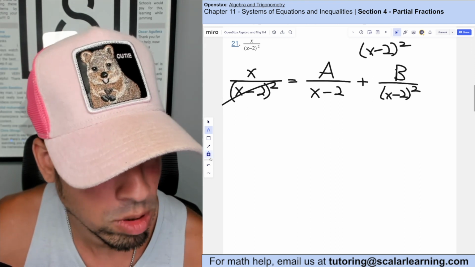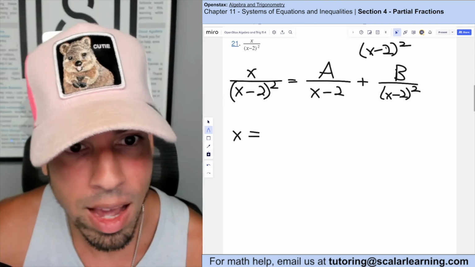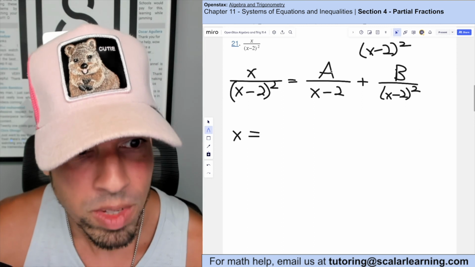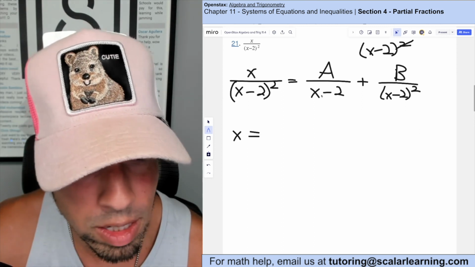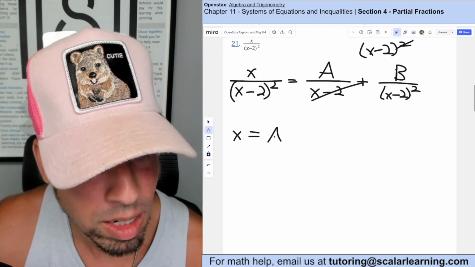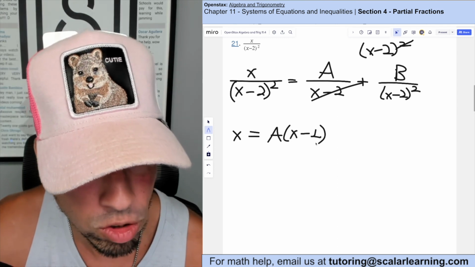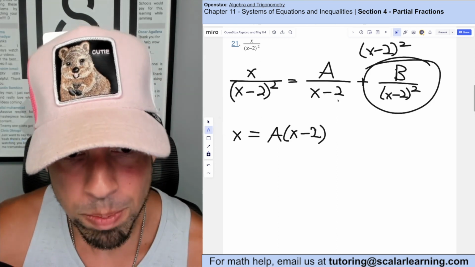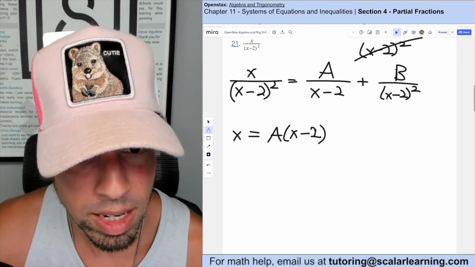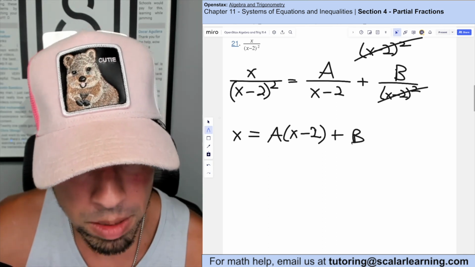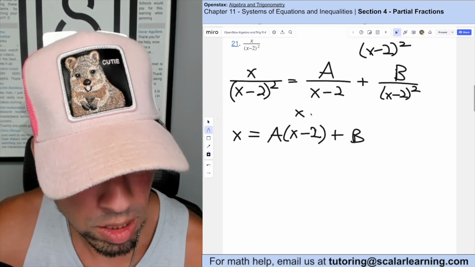So that's going to cancel this out here, so we have x. And then x minus 2 squared times a over x minus 2, one of these is going to cancel out, and we get a times x minus 2. And then when we multiply times b over x minus 2 squared, these cancel out completely, and we just have b. Now we can solve for these individually by choosing a nice value for x.